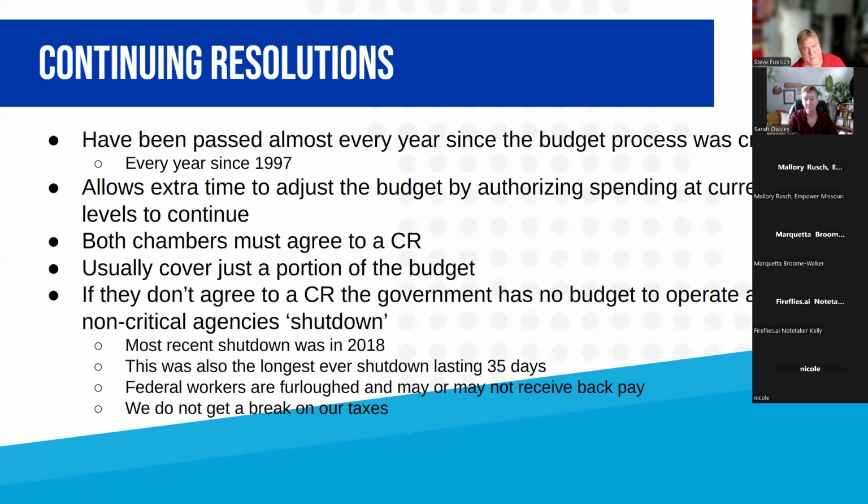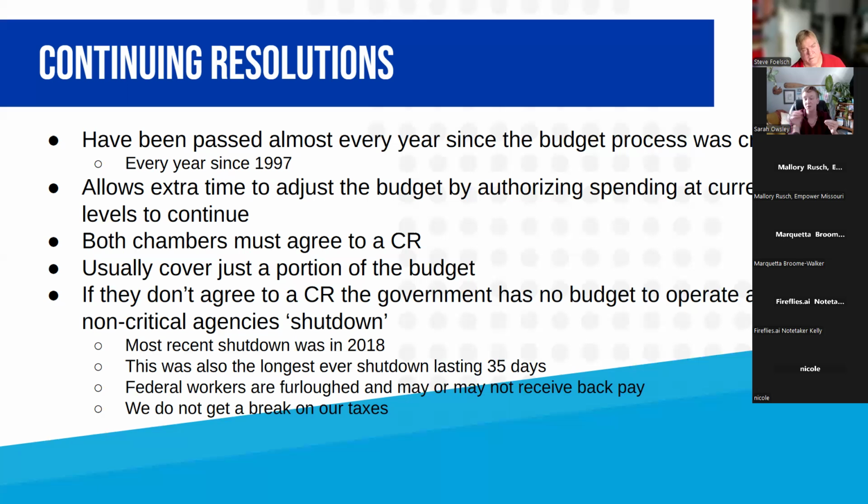We're all familiar with the words continuing resolution, while we may or may not understand fully what they mean. As I said, the budget process is pretty broken. Congress designed this process, almost always they end up passing a continuing resolution because they can't fulfill their responsibilities by the deadline. Every year since 1997, we have had a continuing resolution before we have had a full budget.